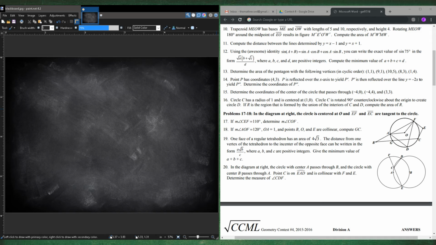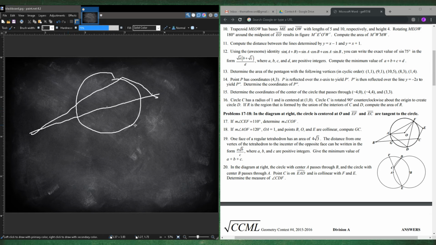So basically, if AOE is 120 degrees and OA is 1, and that point is collinear, that means we draw a line, and we have a point here and a point outside. Since they're collinear, they're on the same line, and it goes through this point, and it does the exact same thing here. Since these are collinear, C right here also has this shape exactly the same as this shape. That's what it's telling us, basically.